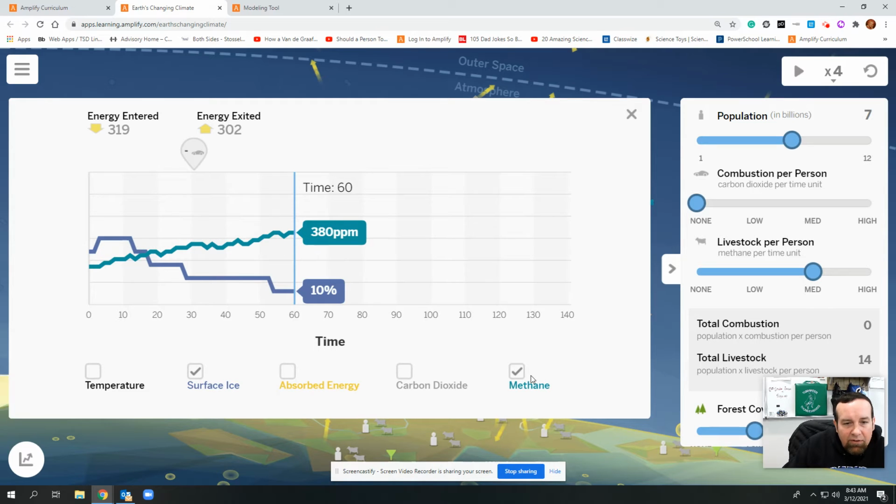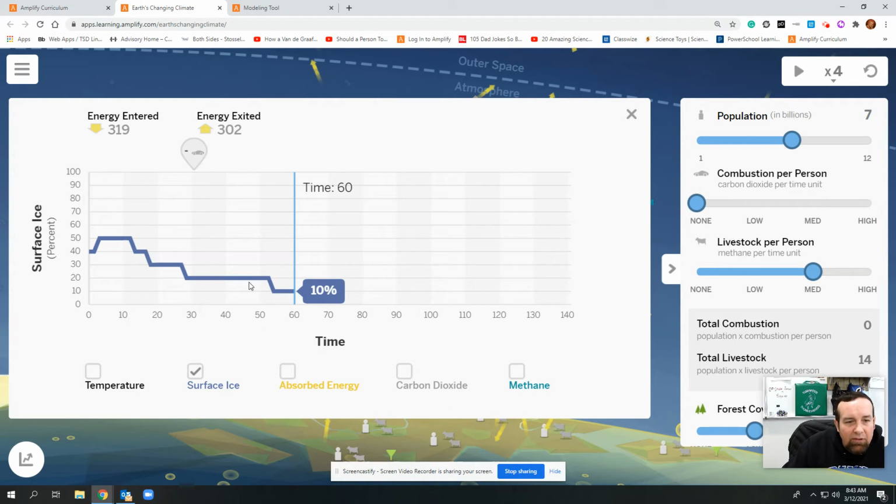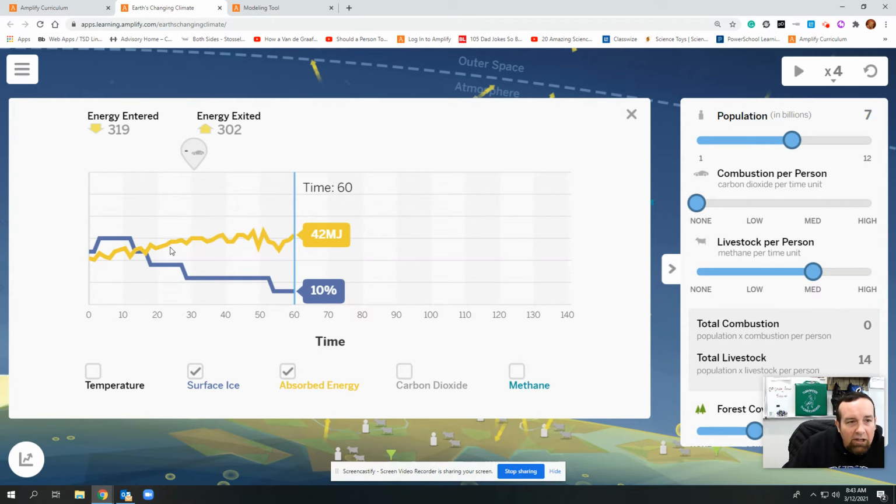Let's look at our surface ice. So our surface ice still went down. Our energy absorbed still went up a little bit, but you'll notice the difference here of 75 versus here of less than 20, only 17. So we can see that the trend is starting to come back the other way. And then carbon dioxide, we have decreased from where we were. We're down to less than 300 parts per million.